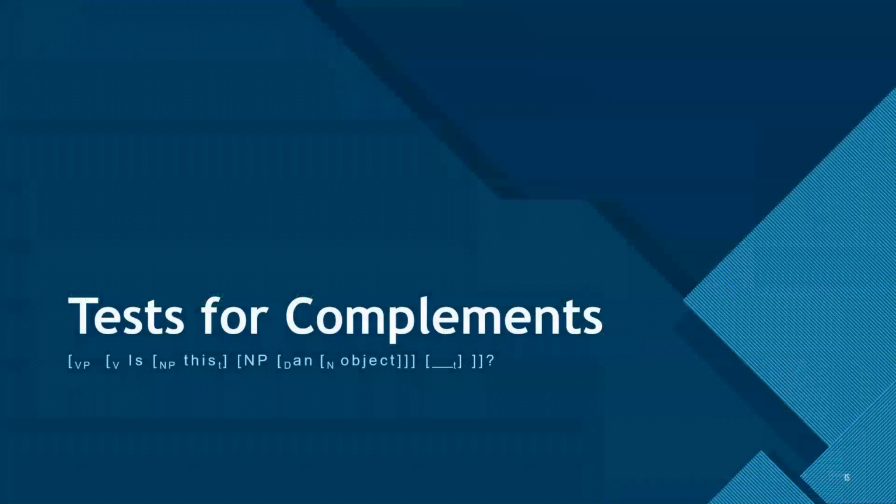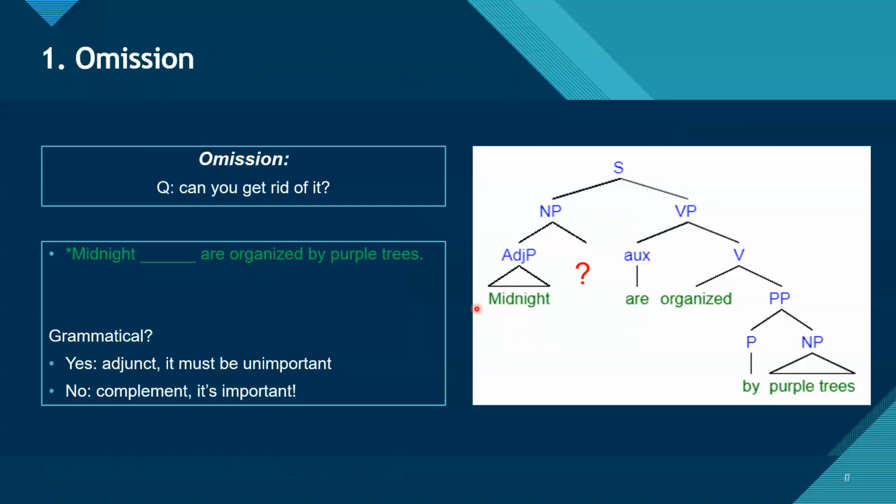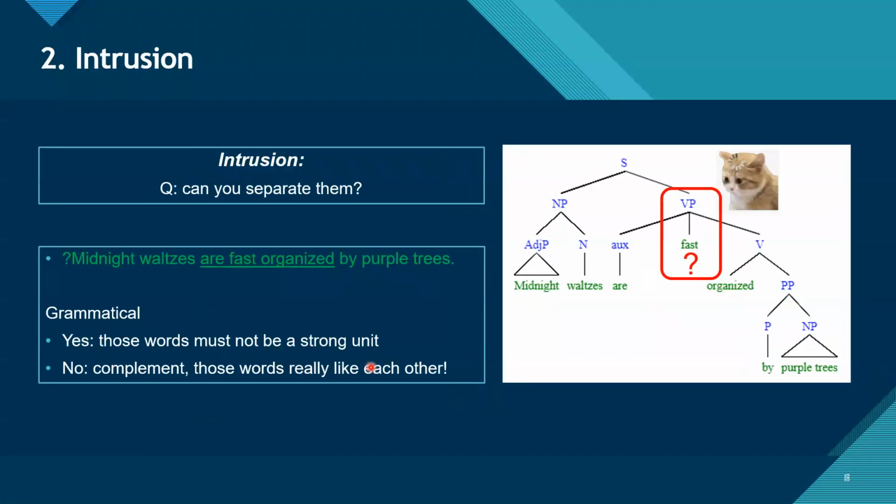Here's how we tell, once we know it's a constituent, if it's a complement, it's necessary, or an adjunct. These are the 3 major tests that we'll use. There are others. These are just the basic ones. In the first place, this is the fun one. Can you just get rid of it? Midnight are organized by purple trees. That's weird. So we can't get rid of waltzes. We absolutely have to have it. It's a complement because it's really, really important.